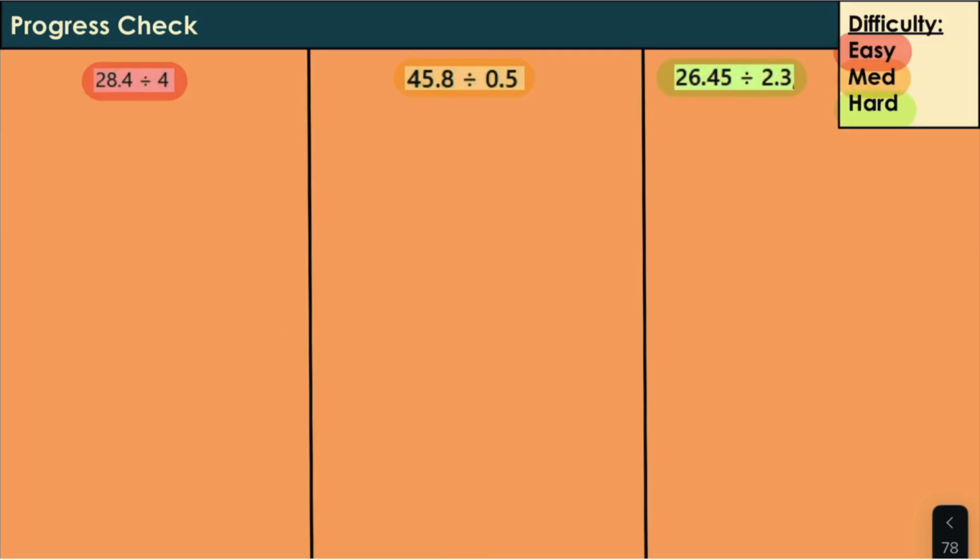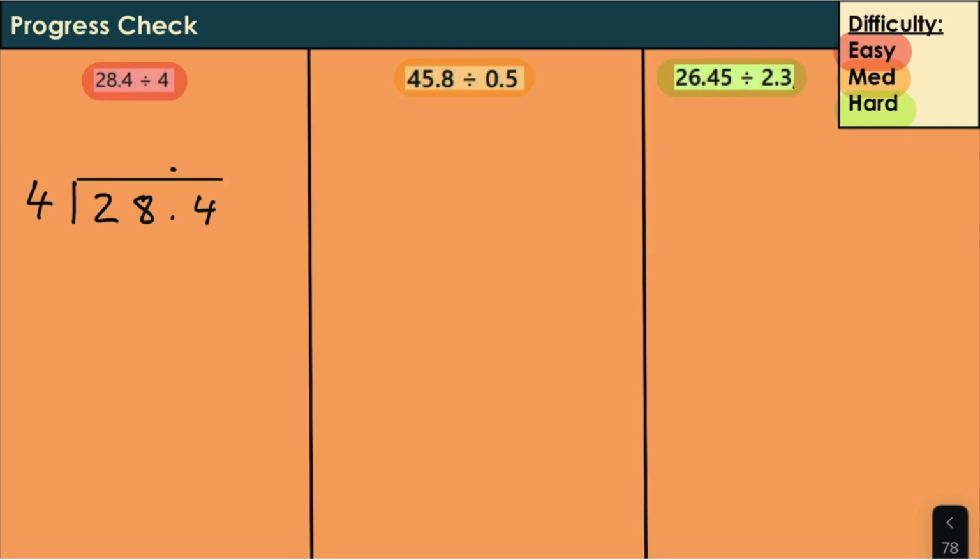Progress check. Have a go yourself, then check your answers with mine. Let us set up the division. Step 2, we put our decimal point directly above. Step 3, complete the division as we would with whole numbers.